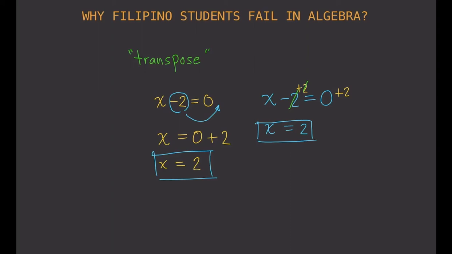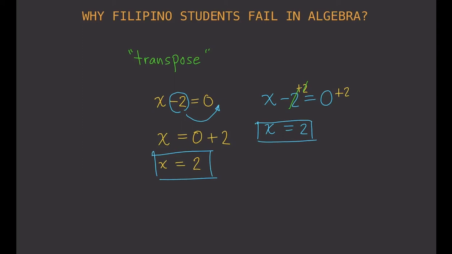What we did was just a natural thing to do, and that's to eliminate the negative 2. And how do you eliminate negative 2? You add positive 2, because negative 2 plus 2 is 0. And then whatever you add on the left side, you also do that on the right side. So that's what happens when you sort of transpose a number to the other side. There's no such thing. There's no such process.